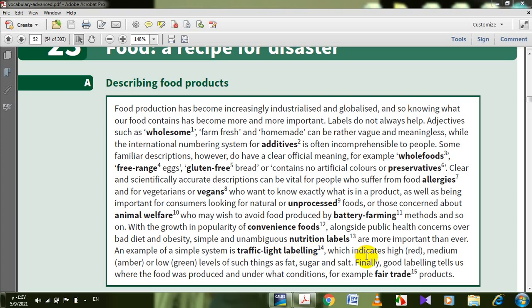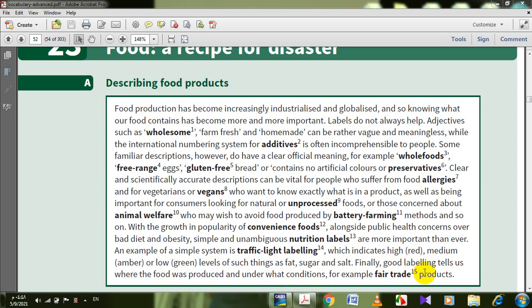They indicate high, so the color is red; medium, amber; or low, green. Amber, أصفر كهرماني. If the substance is not that much, the color on the label is going to be green. It means the amount of a particular substance added is low. If it is red, it means it is of high quantity. Green means low levels of such things as fat, sugar, and salt. So the idea is clear.